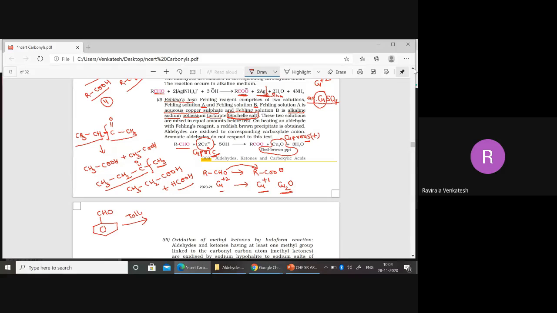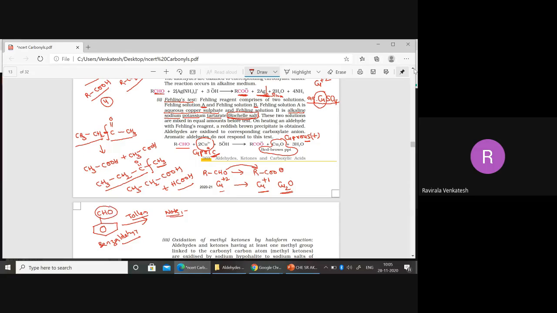Or even the remaining test, isn't it? What is the reason? Because of the pi bonds here, they don't undergo the reaction. So benzaldehyde does not give the Tollen's test. Write a note here: benzaldehyde, being an aromatic aldehyde, does not give the Tollen's test, even though it is having what?